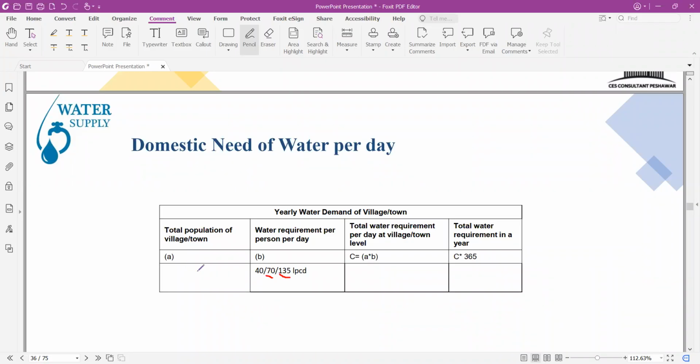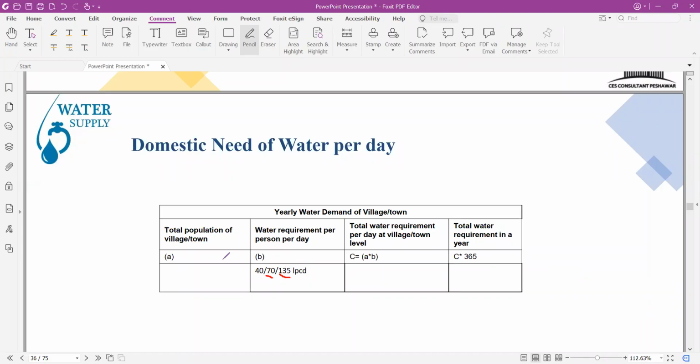The present population is calculated based on the existing population. The population is forecasted for 15 years or 20 years using the geometric growth formula or the arithmetic growth formula. Based on that, we also know the water requirement, which is about 135 liters per capita per day.